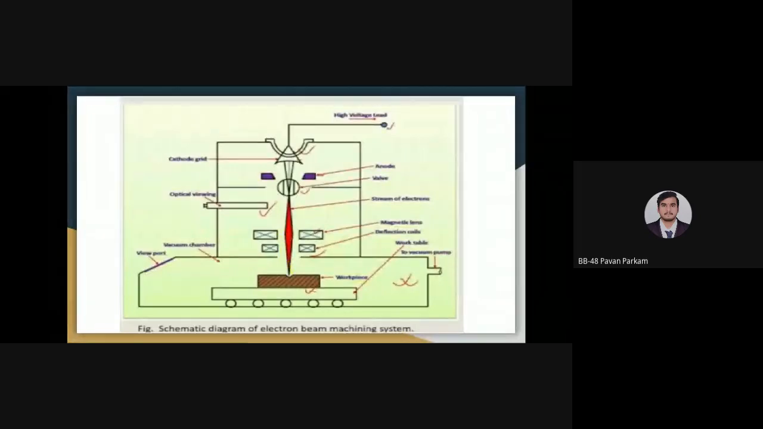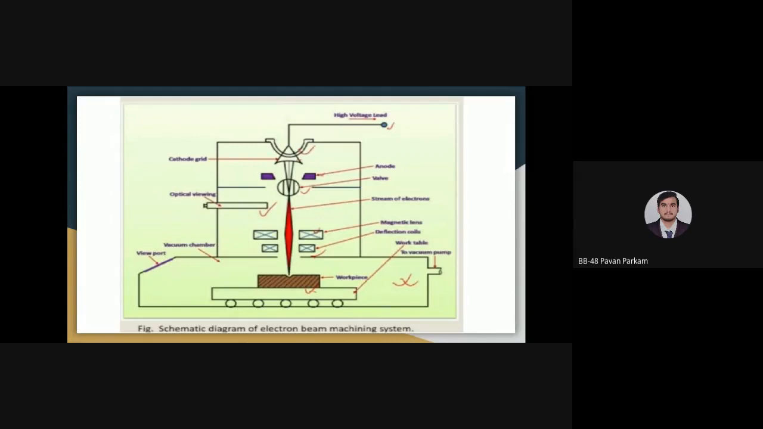After passing the magnetic lens, that electron beam passes through the deflection coil. You can see, after passing the coil, it falls on your workpiece surface, into a very small area, and that very small area means a localized area.